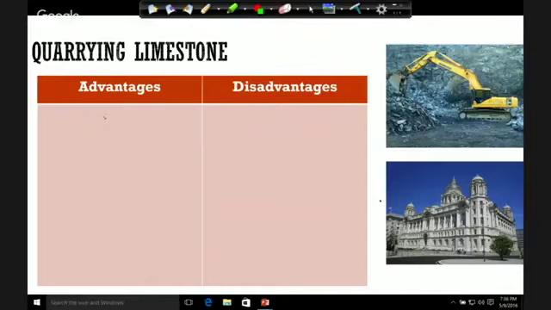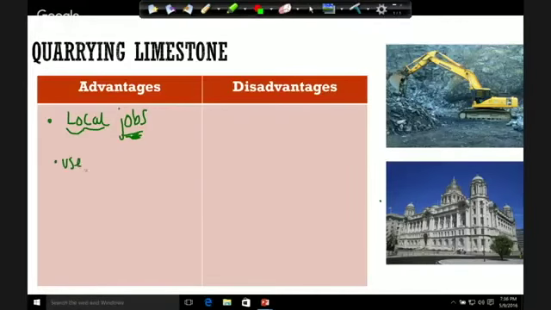Okay, so advantages, we'd have things like local jobs. Now, I have seen examiners not allow jobs. So you must make sure that you're talking about the fact that the jobs are local, and that's an advantage for those people living around the quarry. So if you have written jobs, try and make sure you do get that local in there, just in case they're fussy again like that.